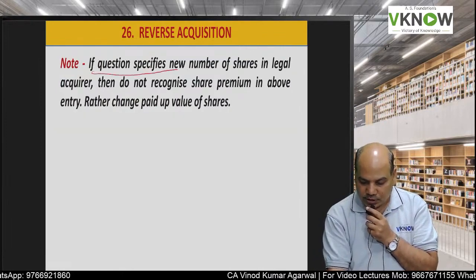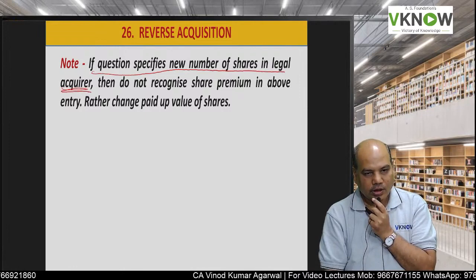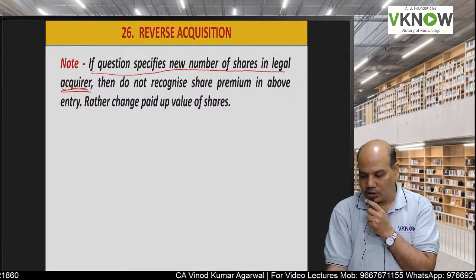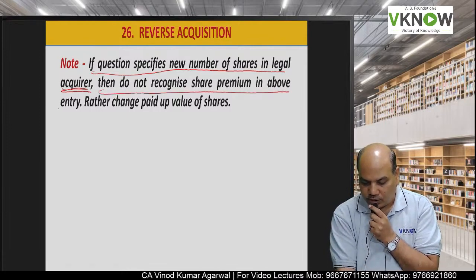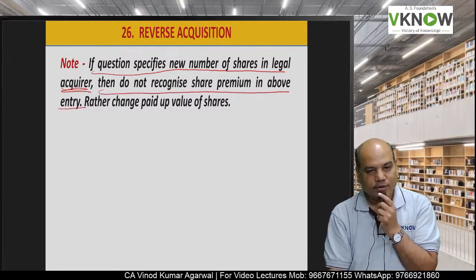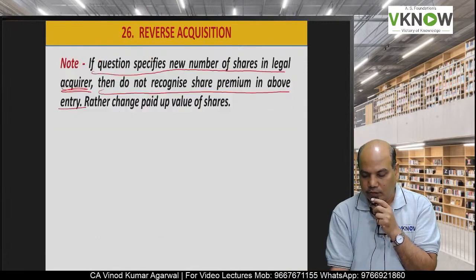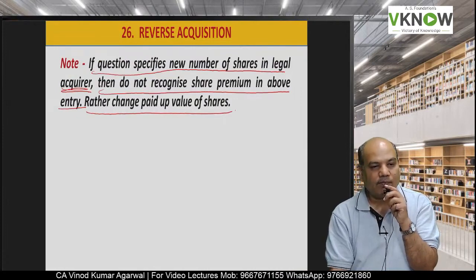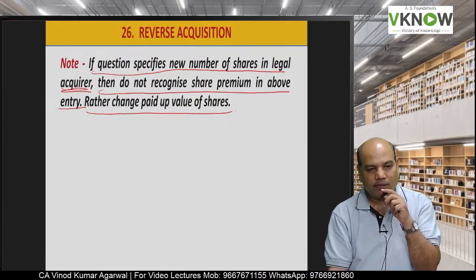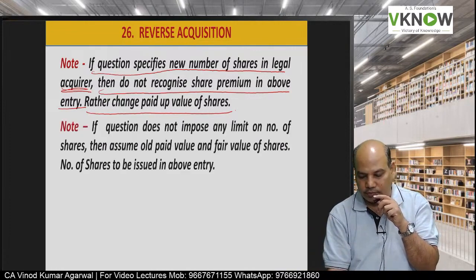If the question gives you new number of shares in legal acquirer, then do not recognize share premium in the above entry. Then don't recognize share premium in this entry. If the number of shares of legal acquirer are given, rather you make a change in the paid up value of the share. So paid up value per share will be total share capital divided by total number of share.